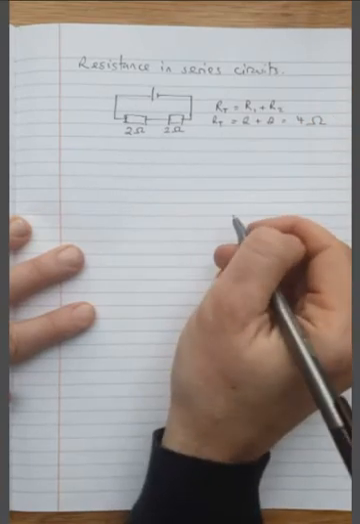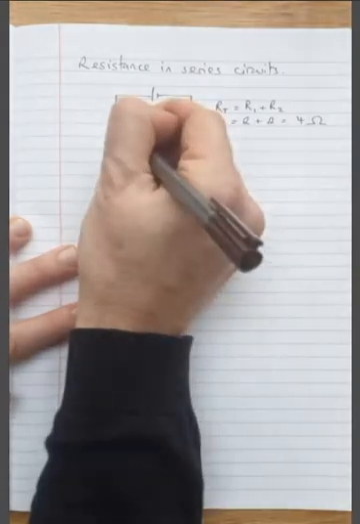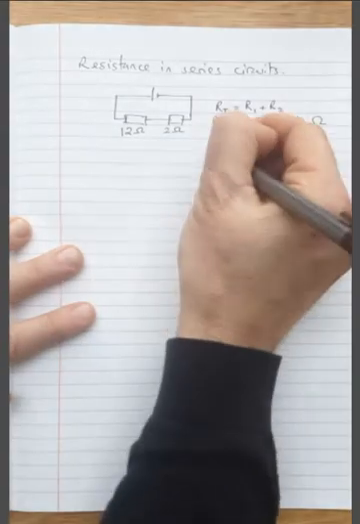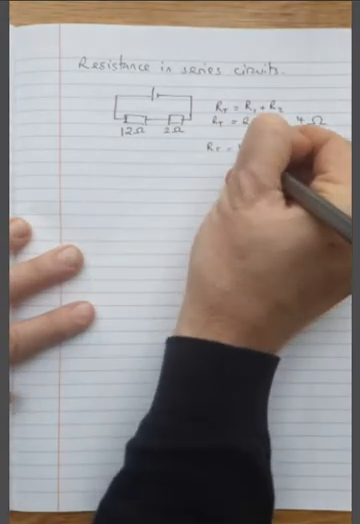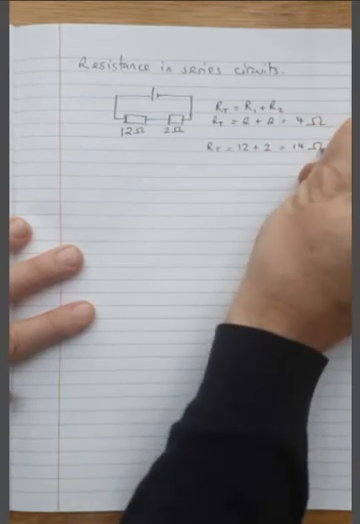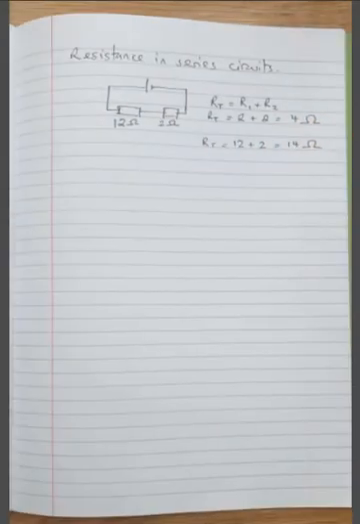Let's change this slightly. Make one of the resistors 12 ohms. This time we've got 12 plus 2, so we've got 14 ohms of resistance.